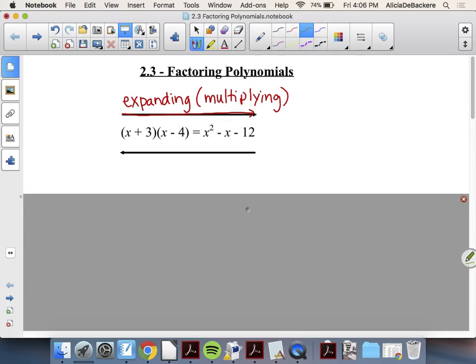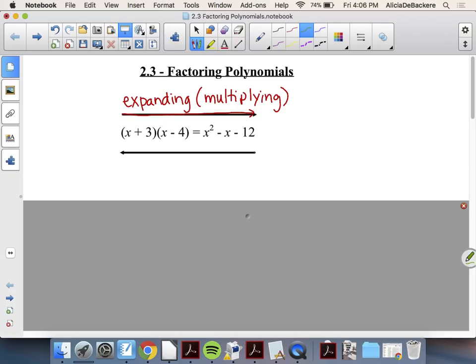What we're looking at today, though, is going backwards. What if I started with the x squared minus x minus 12, and I wanted you to go back and tell me what it was in brackets? Now, it turns out that the brackets form is actually more useful to us more often. So that's usually our goal, especially heading forward. When I go backwards this way, we call it factoring. So I want to change it and write it as an expression of its factors.